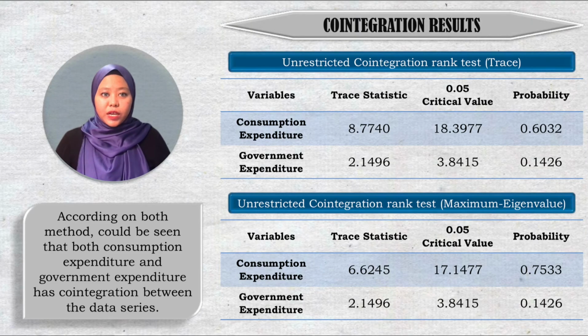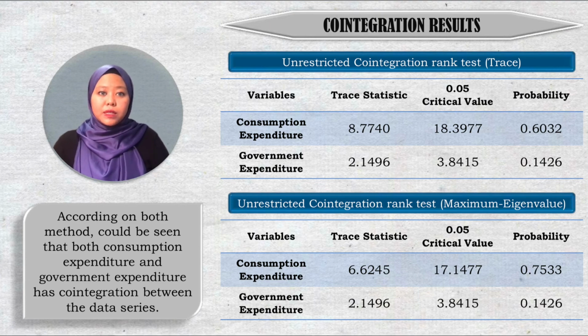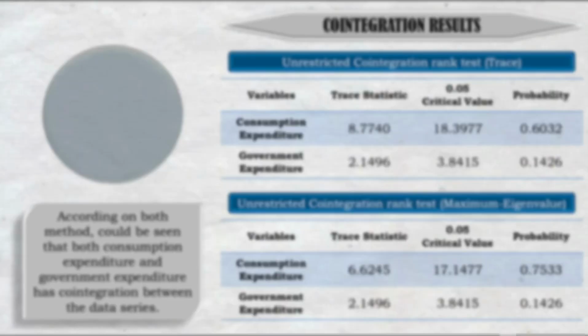In this study, Johansen tests are being utilized to figure out the co-integration between the data series. According to both methods, it could be seen that both data series of consumption and government expenditure have co-integration with the economic growth data series. Could be seen from both tables that all probabilities support the fact that all the data series is co-integrated whether using probability or comparison method.